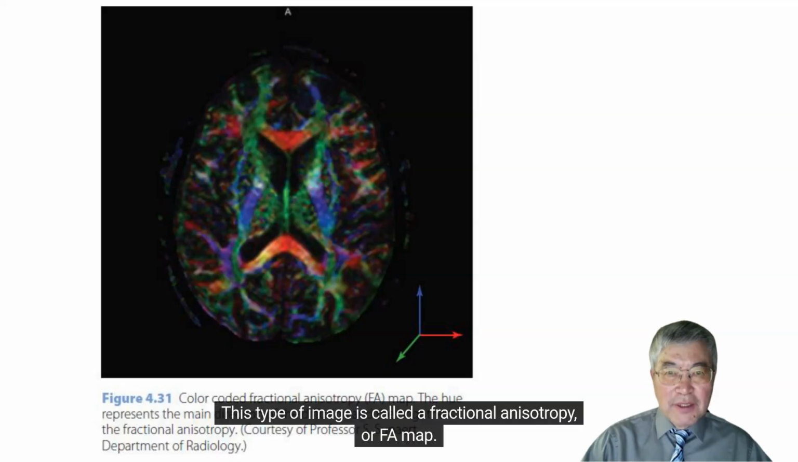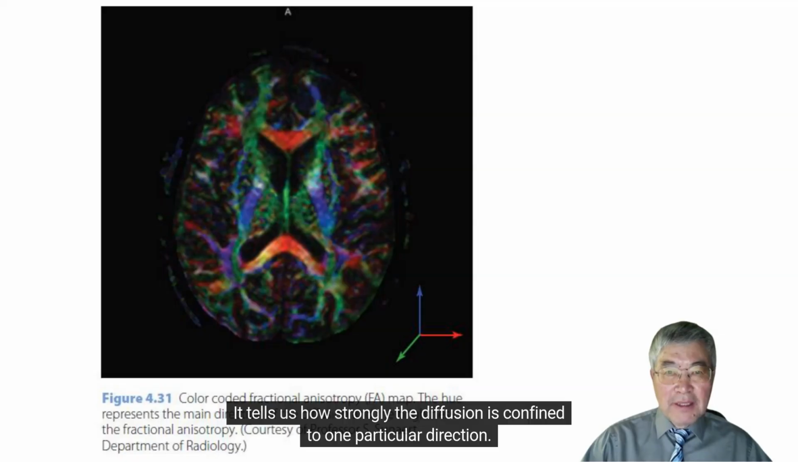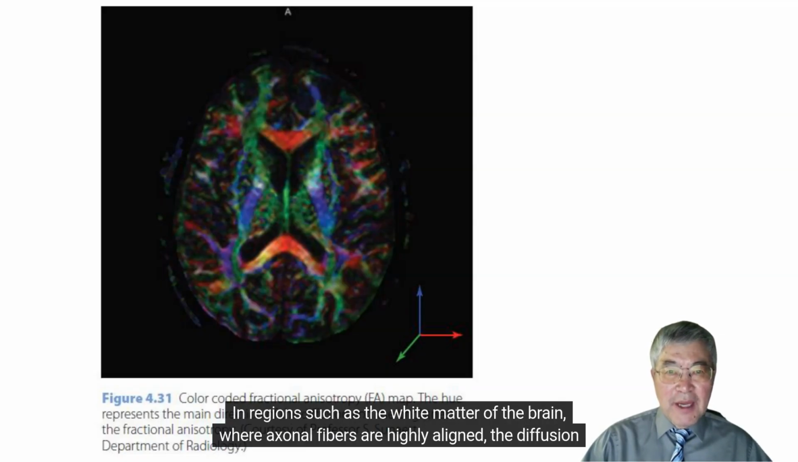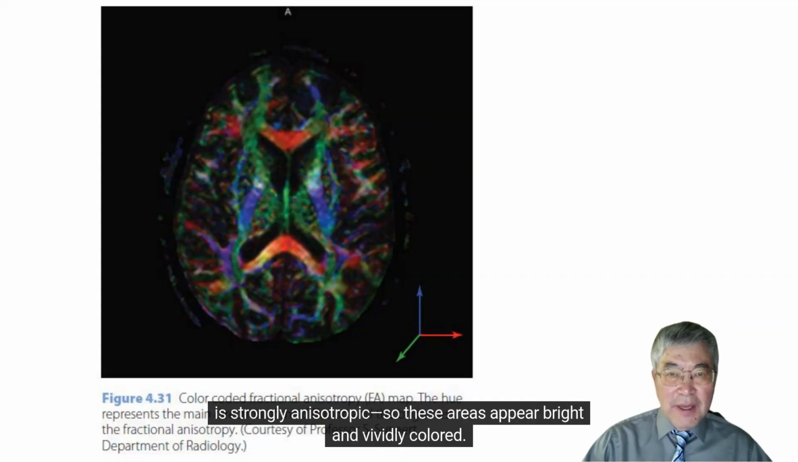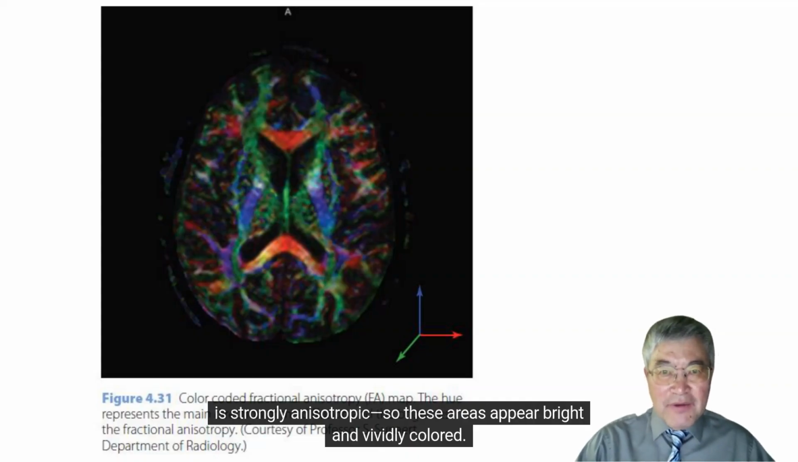This type of image is called a fractional anisotropy, or FA map. It tells us how strongly the diffusion is confined to one particular direction. In regions such as the white matter of the brain, where axonal fibers are highly aligned, the diffusion is strongly anisotropic, so these areas appear bright and vividly colored.